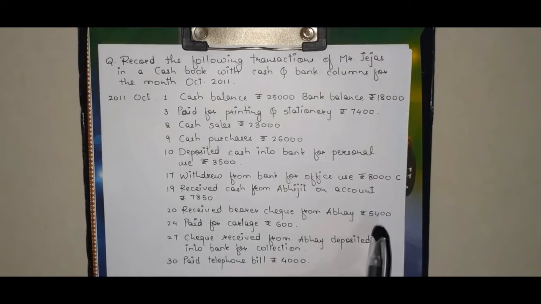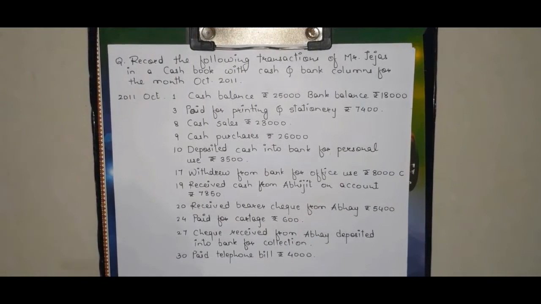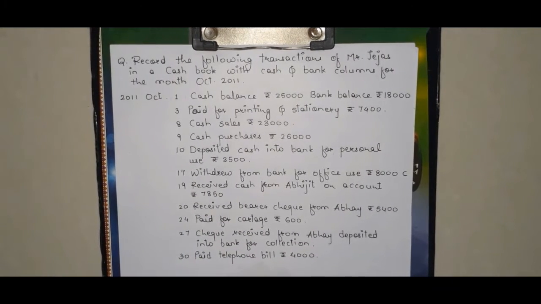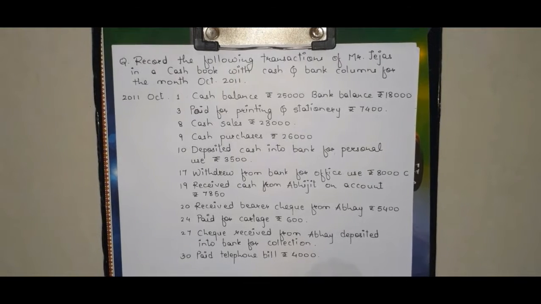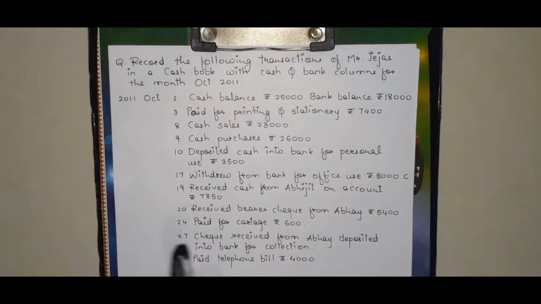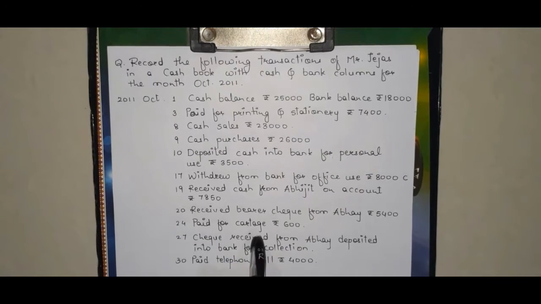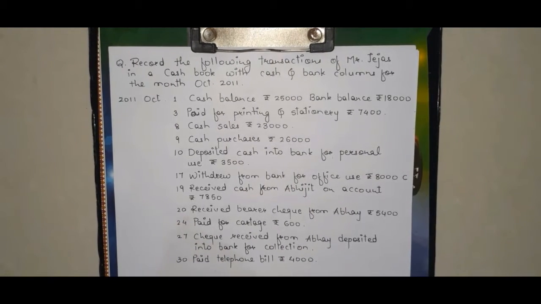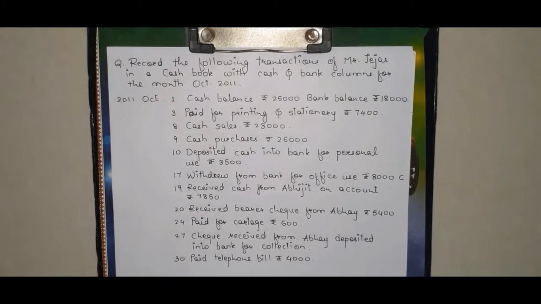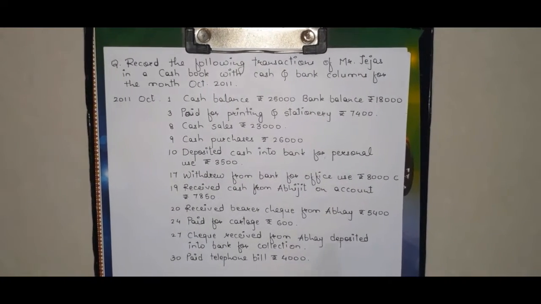Next, received bearer cheque from Abhay rupees 5,400. I told you bearer cheque means it is a sort of cheque where we can receive this amount in direct cash while we give this cheque in the bank for collection of the cash. Next, 24th, paid for cartage rupees 600. Now what does cartage mean? It is a sort of transport expense which is used to import or export raw materials or unfinished goods which are not completely produced. So that is called cartage or transport expenses.